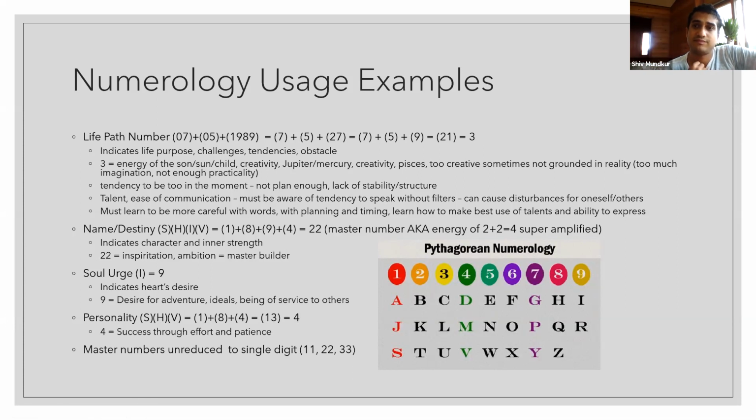Shiv, is 11 an okay number to have? Yes. I didn't know if I had to reduce it or anything. No. So again, at the bottom here, I have written the master numbers that you don't have to reduce to single digits: 11, 22, and 33.